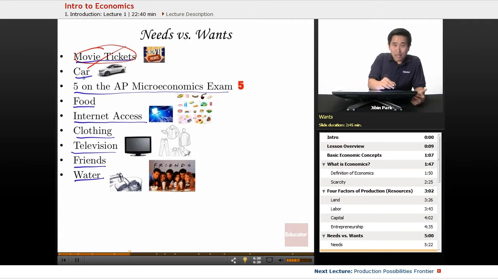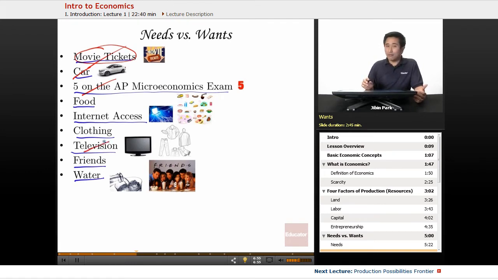Car. Well, I mean, it'd be nice to have a car, but instead of having a car, you could absolutely walk, ride a bicycle. It'd be great to get a 5 on the AP Microeconomics exam. I'll do whatever I can to get you to that 5, but you could get a 4. You could get a 3. You could even not take the AP exam. There definitely is an alternative here. Television. Especially in this age of technology, you could use a smartphone. Definitely something that you could substitute a television with. You don't need a television.